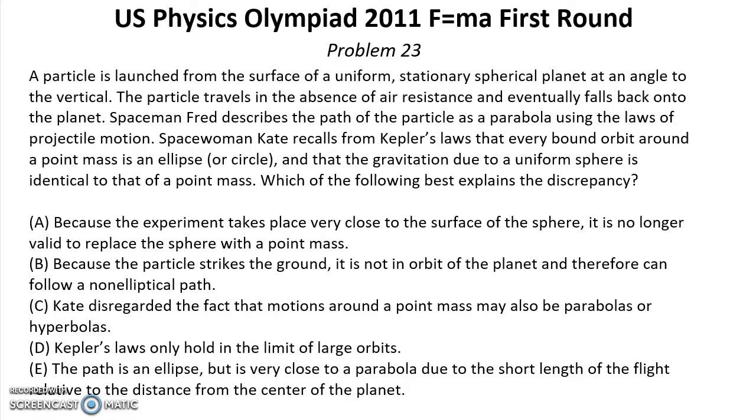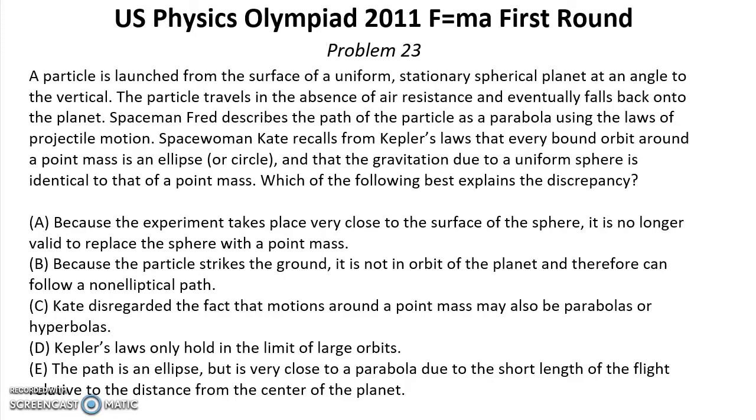B. Because the particle strikes the ground, it is not in orbit of the planet and therefore can follow a non-elliptical path. That's not true because before it strikes the surface of the planet, it's going by an elliptical orbit. It cannot be hyperbolic or parabolic. In that case, a particle will never return back if it's going from a surface under some kind of angle. So that's not true either.